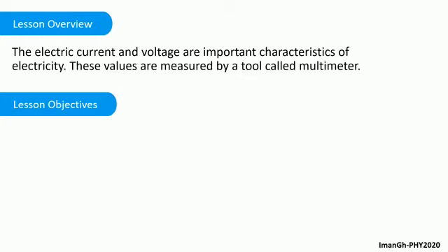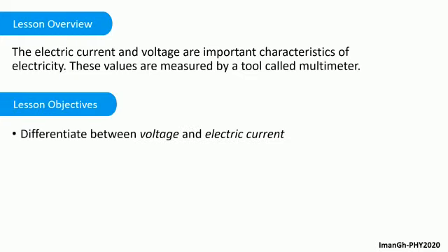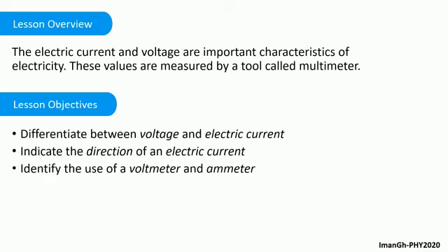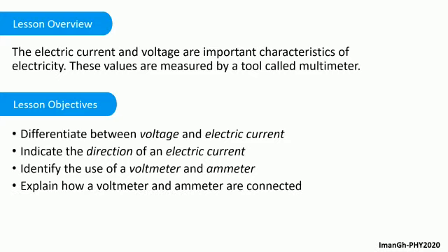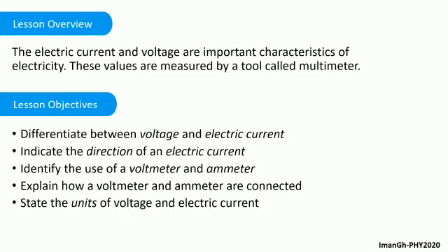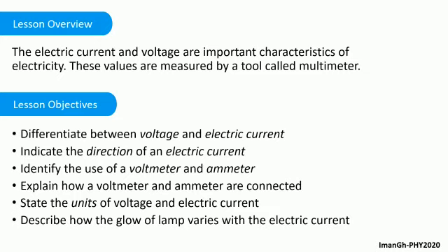By the end of this lesson, you will be able to differentiate between voltage and electric current, indicate the direction of an electric current, identify the use of a voltmeter and ammeter, explain how a voltmeter and ammeter are connected, state the units of voltage and electric current, and finally describe how the glow of lamp varies with the electric current.